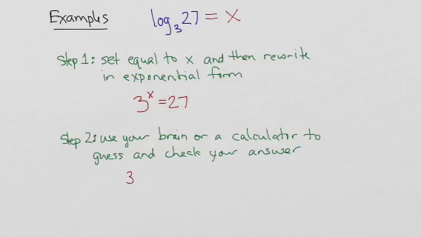Now we're going to use our brain or our calculator to guess and check. So essentially, 3 to the first power doesn't work. That was wrong. 3 to the second power, that's 9. That didn't work. That was wrong. 3 to the third power is 27. Oh, there it is. And the part that's missing is the exponent, so the answer would be 3. So x equals 3.